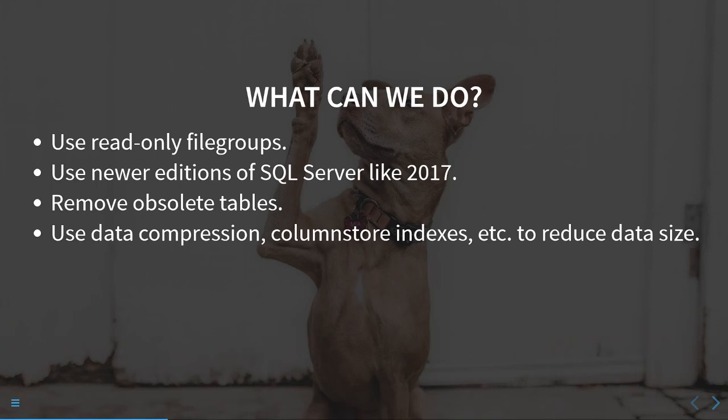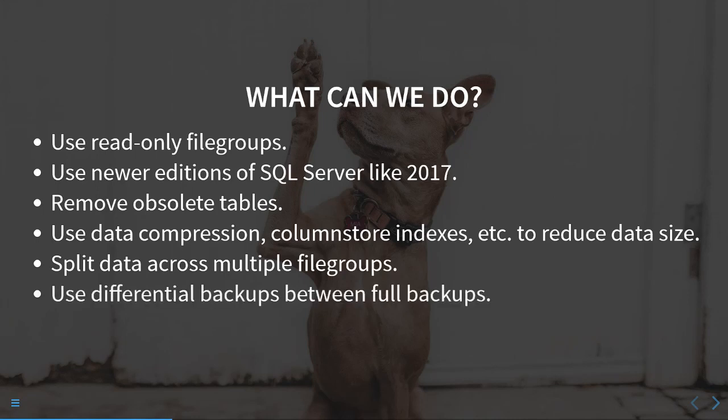We can use other techniques, data compression, column store indexes, etc., to reduce the data size, and so reduce the backup size. If we reduce the backup size, we reduce the time it takes to write that backup, and usually the time it takes to even process. If we split data across multiple file groups, we could take file group backups at separate times and not overwhelm our system all at the same time.